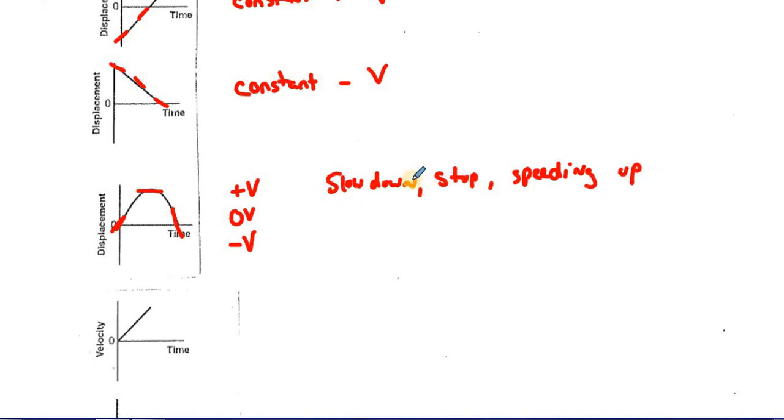Okay, and so your classic example of this is an object thrown up. So if I take a ball and I throw it up and it comes back down, it is going to slow down, it's going to come to a stop, and then it's going to pick up speed in the opposite direction. Okay, so any object that's thrown up and allowed to fall freely is going to exhibit this type of graph. Slow down to a stop, then speed up.